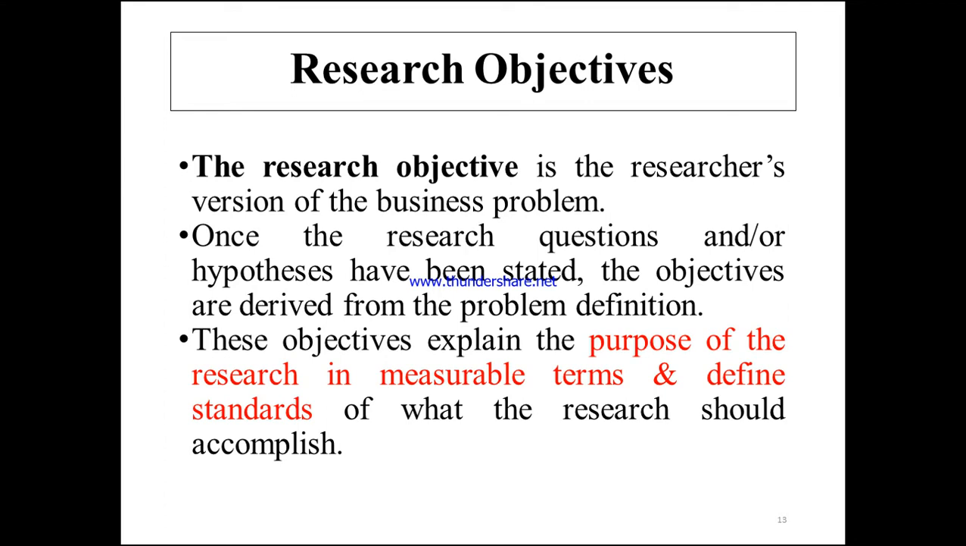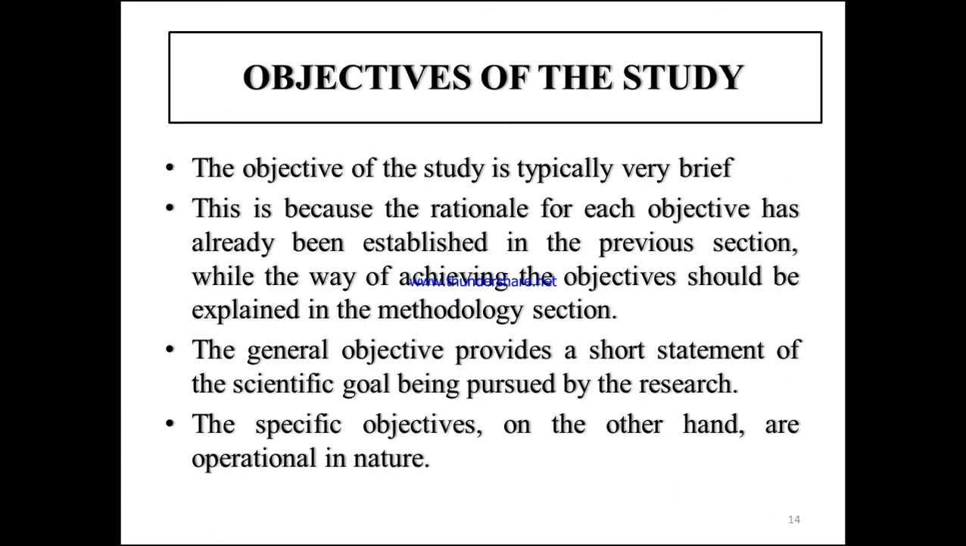Then after posing the questions, you have to clearly identify the objective of your studies. The research objective is the researcher's version of the business problem. Once you have identified the research questions, then you can go for the research objectives. The research objectives explain the purpose of your research in terms of measurable and definable standards. Objective of the study, we have two types of objectives. One is the general objective and the other is the specific objective.